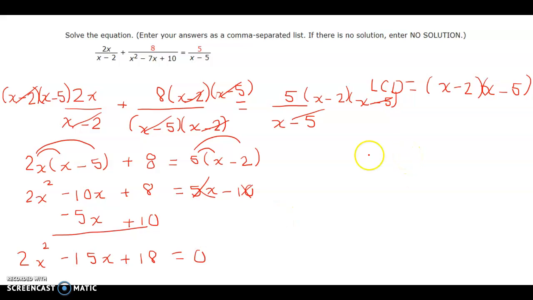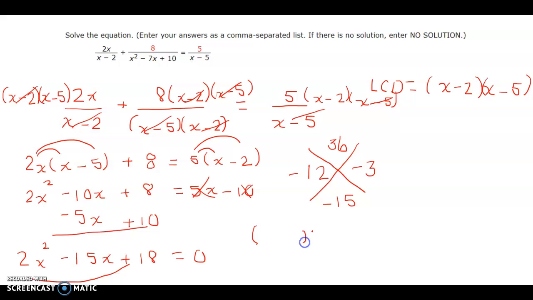Well, if there was a GCF, we'd want to pull it out, but there is not. So let's use our x method. We need two numbers that multiplied together equal 2 times 18, which is positive 36. That tells me their signs are the same. And because the middle term has a negative coefficient, I know that those signs must both be negative. So factors of 36, both negative, that add up to negative 15. That would be negative 12 and negative 3.